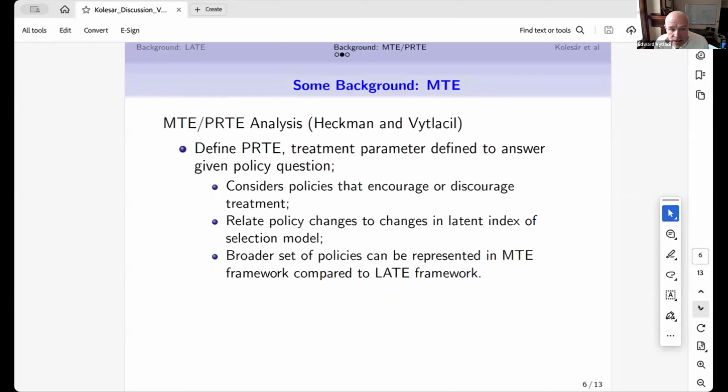So within this context, we consider what we call policy relevant treatment effects, which is a treatment parameter explicitly defined to answer a given policy question. The kinds of policies we look at are policies that encourage or discourage some treatment. In the same way that the Z is encouraging or discouraging going into treatment, we're looking at policies that encourage or discourage going into treatment. We relate the policy changes to changes in the latent index of the selection model, and then proceed that way.